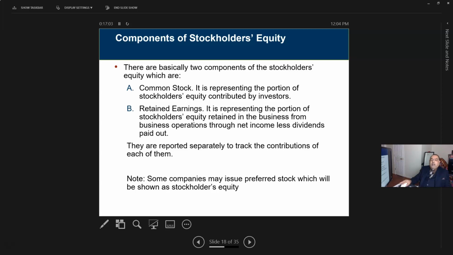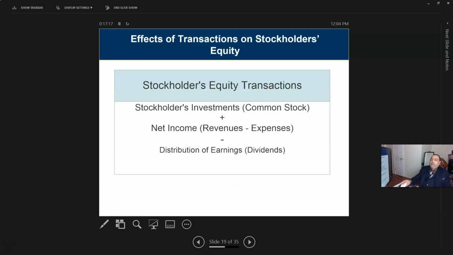Retained earnings is the part of the stockholders' equity which is retained in the business after dividends have been paid out. Common stock represents the portion that has been contributed by the investor. So in stockholders' equity transactions, any investment made by the owner will be either a common stock or a preferred stock, plus the net income minus whatever is the dividend. So that will be the end amount in the stockholders' equity.